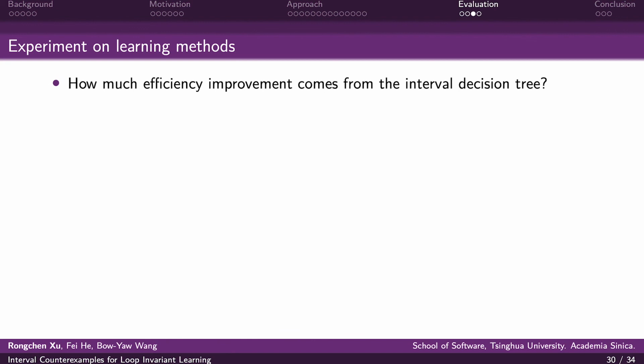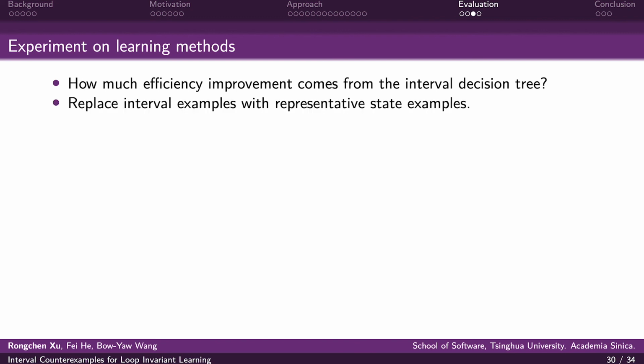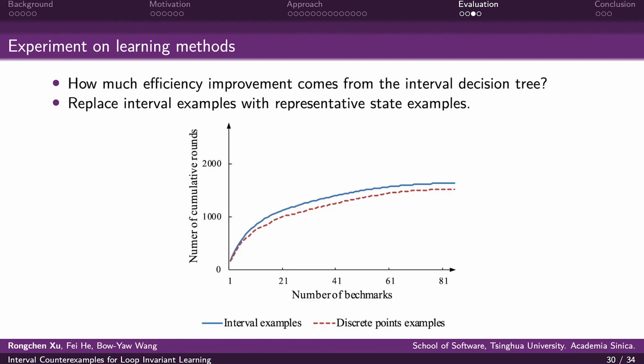The purpose of the second experiment is to independently verify the performance improvement from the interval decision tree. We extract the representative information of each interval counterexample, including their boundaries and their center position, and use several discrete state counterexamples to describe these features. We conduct the comparative experiment, and the cumulative rounds are shown in the figure.